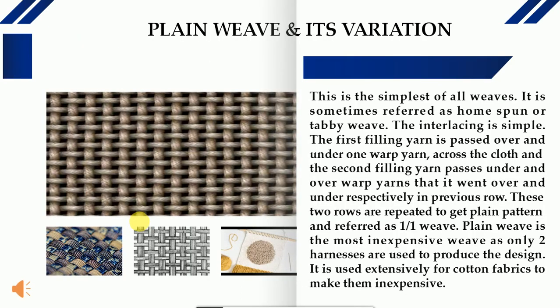This is the simplest of all weaves. It is sometimes referred to as homespun or tabby weave. The interlacing is simple. The first filling yarn is passed over and under one warp yarn across the cloth, and the second filling yarn passes under and over the warp yarns that it went over and under respectively in the previous row. These two rows are repeated to get the plain pattern, referred to as 1-1 weave.